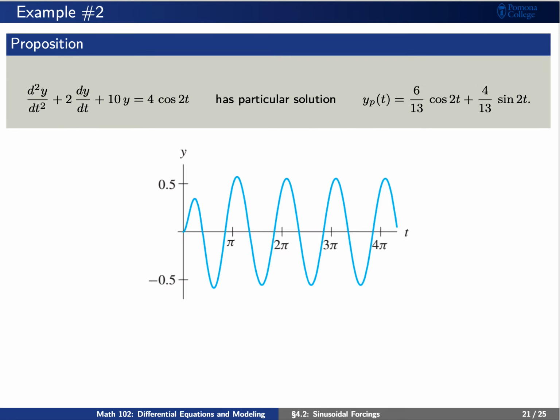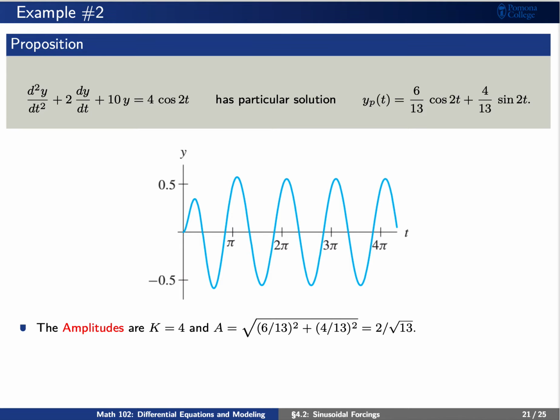As a second example, let's consider the second order equation y double prime plus 2y prime plus 10 times y equals 4 cosine 2t. One can check that a particular solution, y sub p, is 6/13 cosine 2t plus 4/13 sine of 2t. Our amplitude is K equals 4, indeed g of t is 4 cosine 2t, and capital A is 2 over the square root of 13. This comes from the y sub p you see here at the top of the screen.